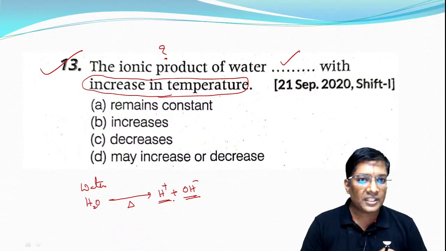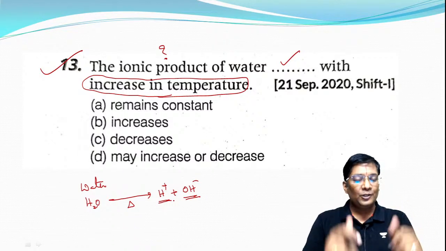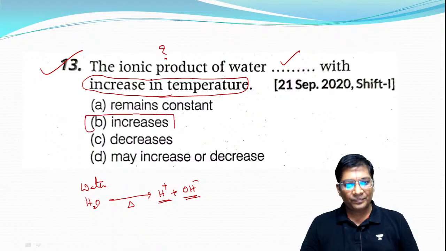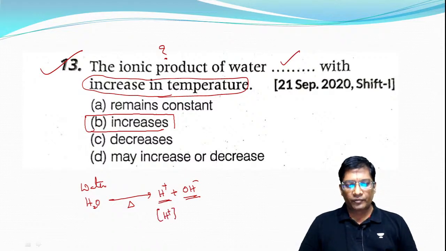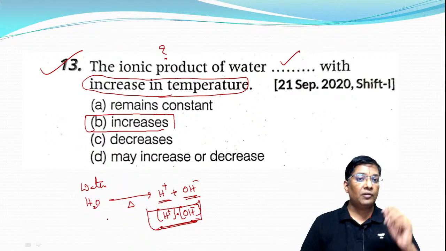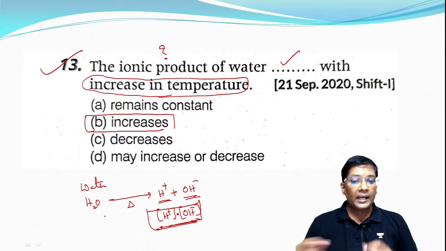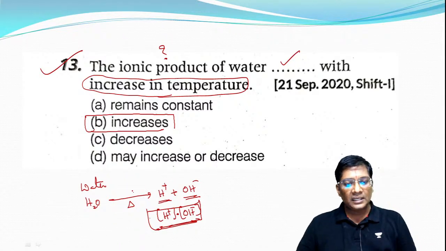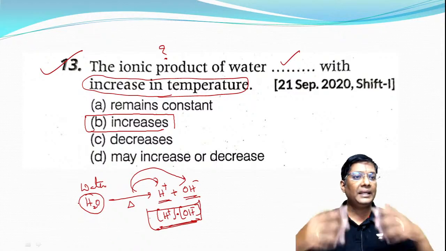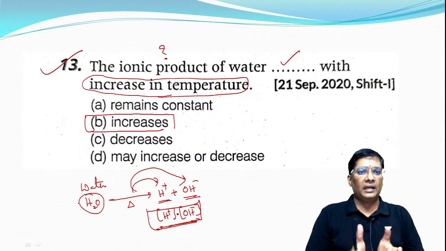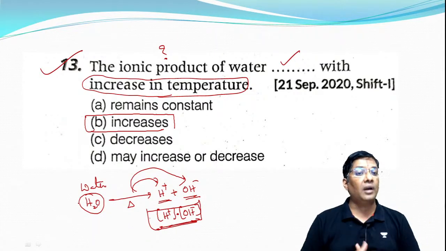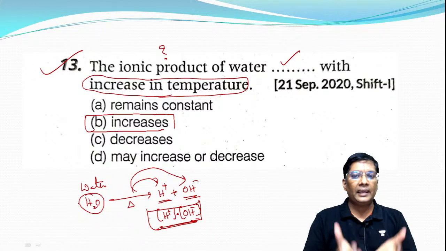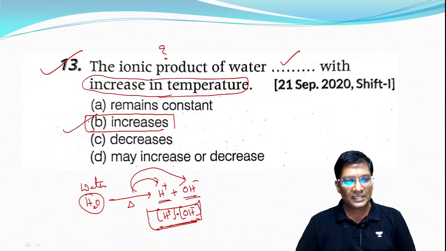Bharat Sai said that it is B, increases. Yes, those who opted for B are all correct, because ionic product means the concentration of H plus, which is one ion, and the concentration of OH minus, which is the other ion. The product of these two is nothing but the ionic product of water, right? So the ionic product will be increased when you are increasing the temperature, because the formation of ions from the water molecules will be increased. When the formation of H plus as well as OH minus ions is increased, the product of the concentrations of H plus and OH minus ions will also be increased. Thereby the ionic product of water will be increased. So B is the correct answer.